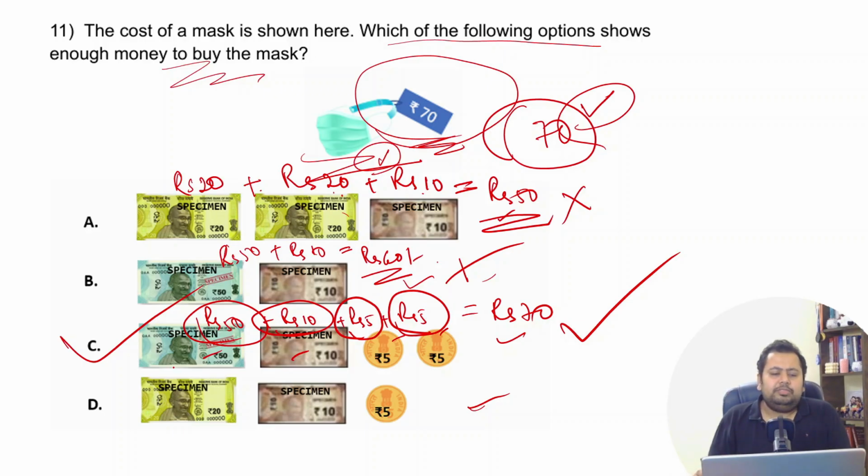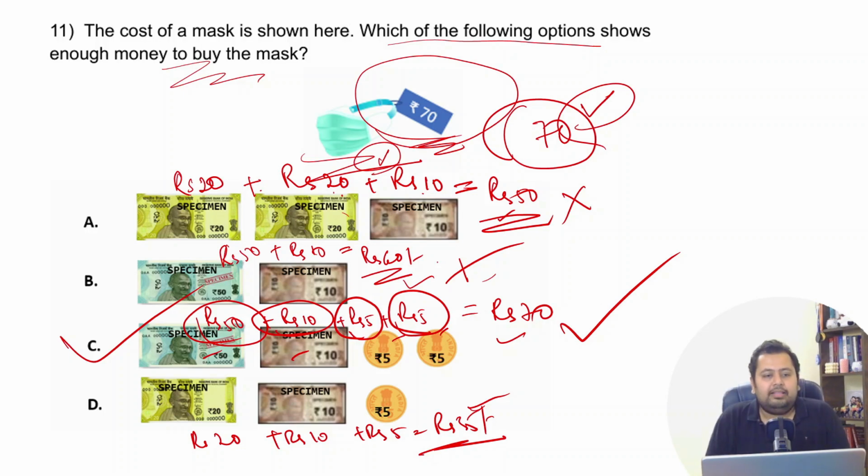Let's again see option number D. Option number D shows rupees 20 plus rupees 10 plus rupees 5. If you add, it comes out to be rupees 35. With rupees 35, which is much less than 70, you will not be able to buy the mask. So the correct answer is option number C. I hope you got it correct. And if you did, give yourself a star.